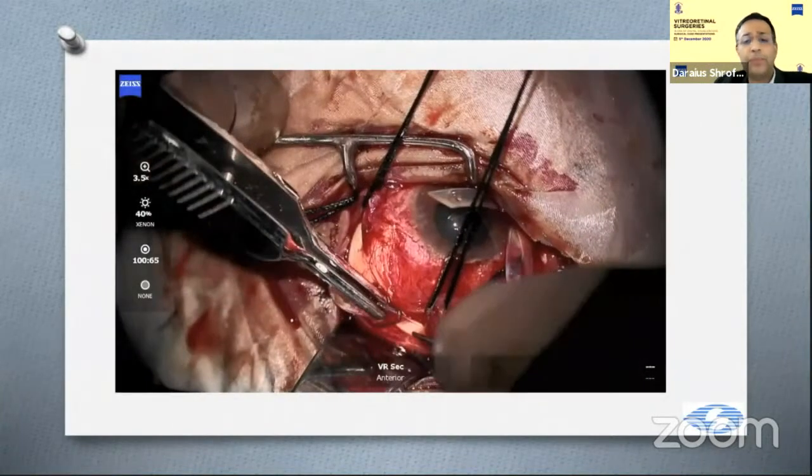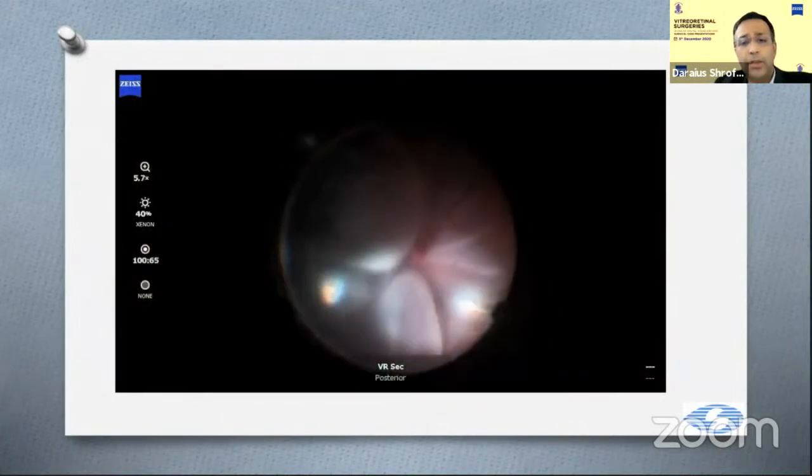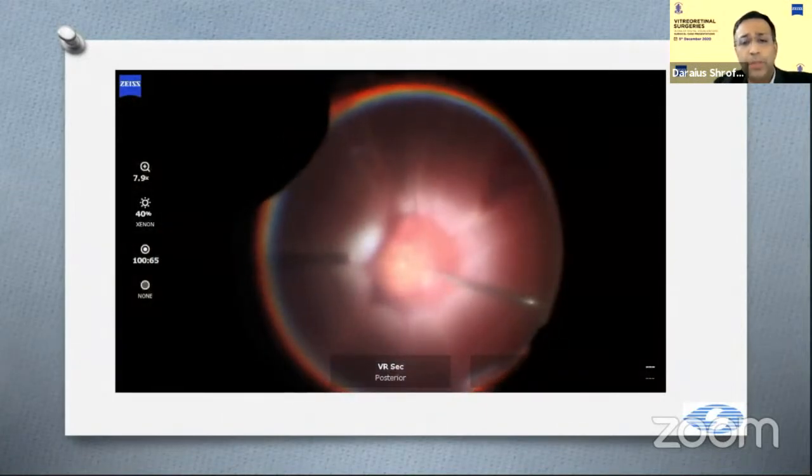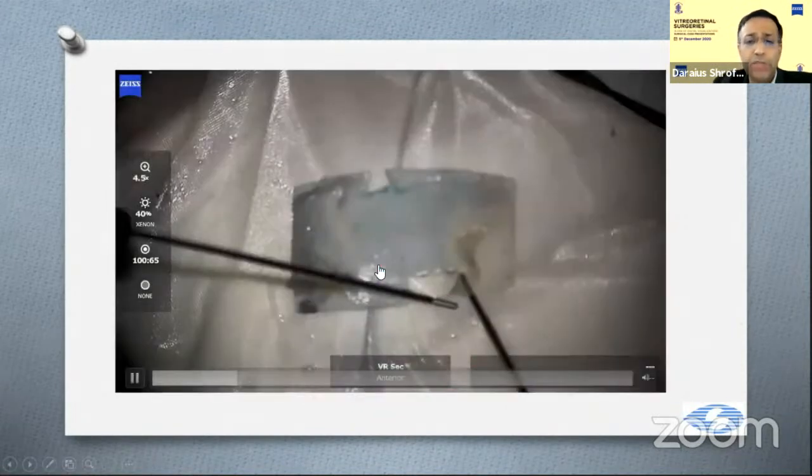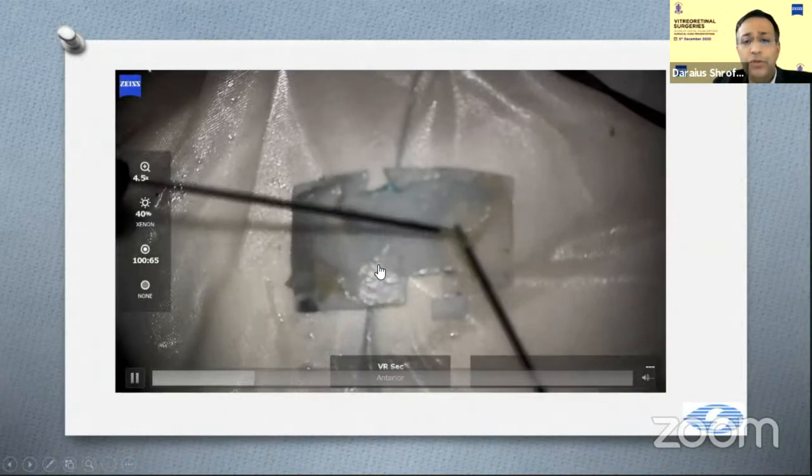So in fact, we put in an encircling 240 belt buckle and we removed all the heme, and we saw there's a bullous RD. You can still see some of the heme in the periphery, and there was a large macular hole. So here again, we used amniotic membrane.